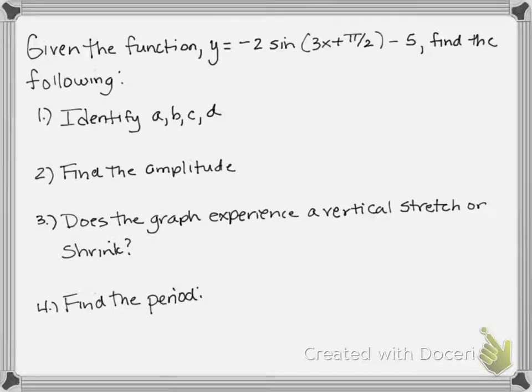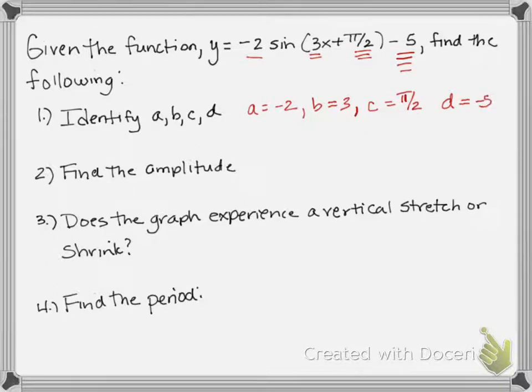Given the function y equals negative 2 sine of 3x plus pi over 2 minus 5, find the following. First thing, I want to identify A, B, C, and D. So A is negative 2. B is 3. C is pi over 2. And D is negative 5.